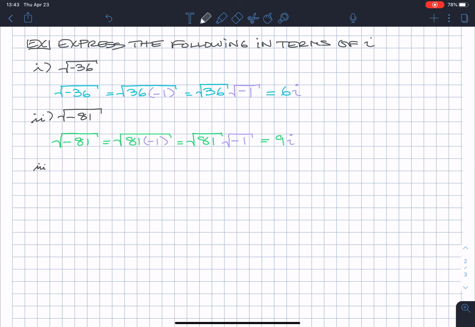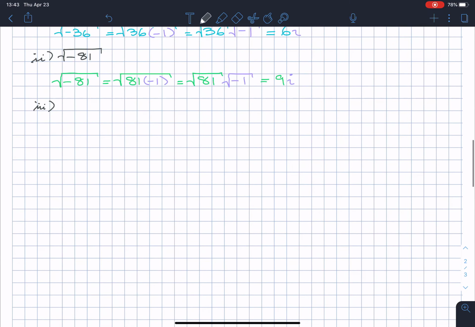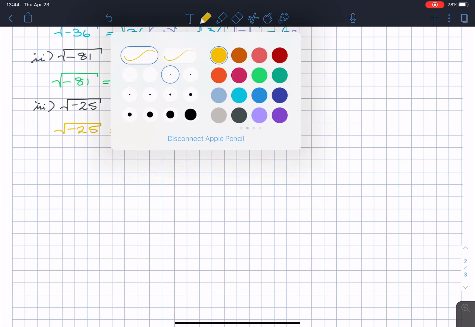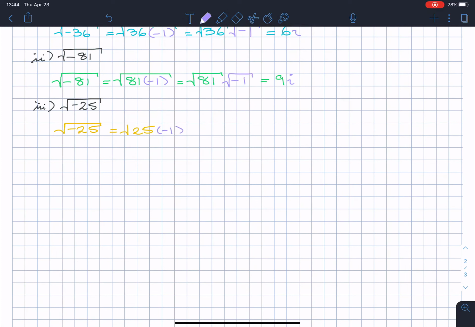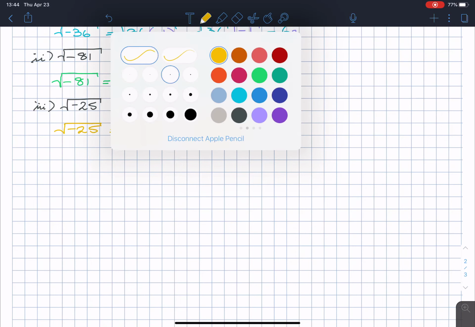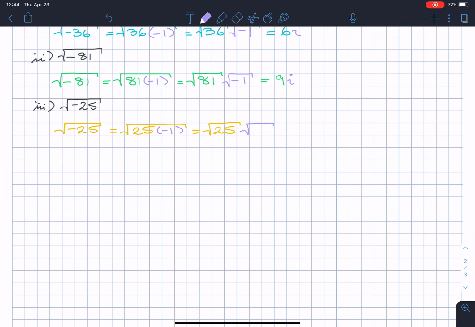Number 3. Okay, what shall we do? Let's do the square root of negative 25. How about that? So we have the square root of negative 25. This will be the square root of 25 times negative 1, or the square root of 25 times the square root of negative 1. The square root of 25 is 5, and the square root of negative 1 is I.